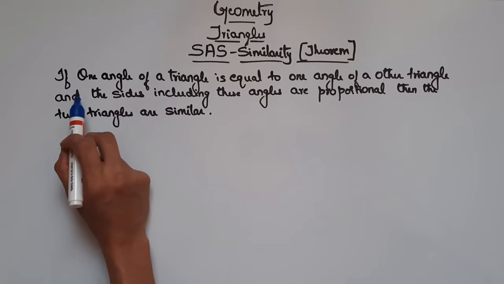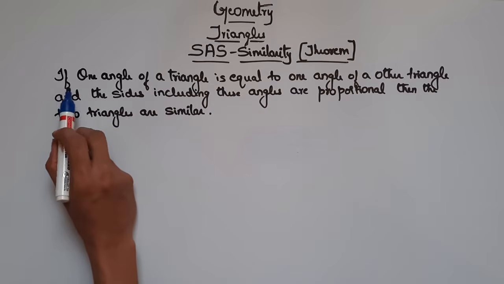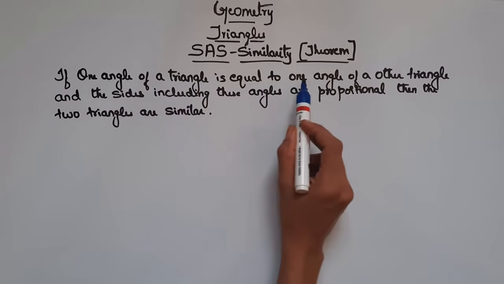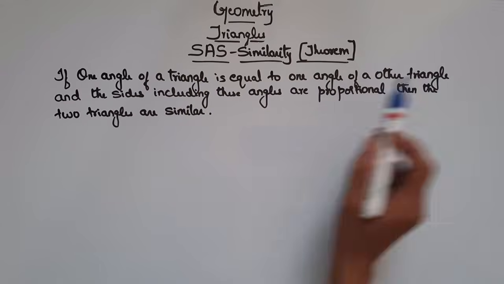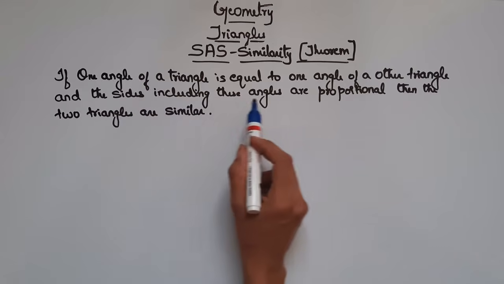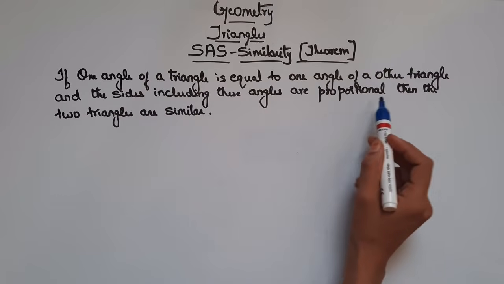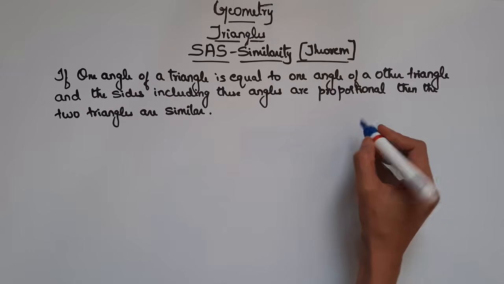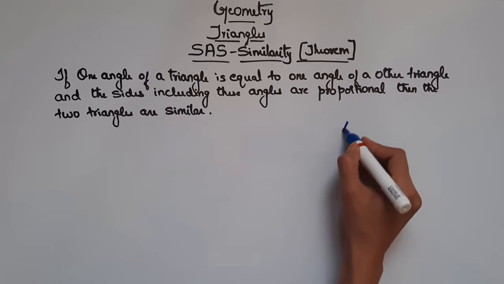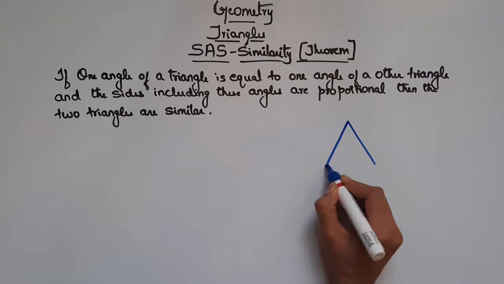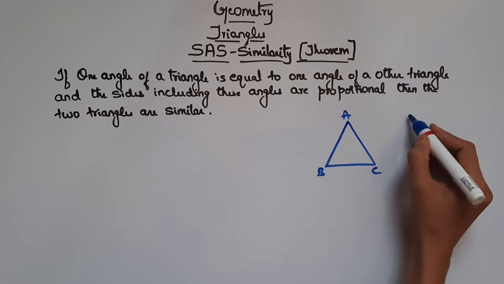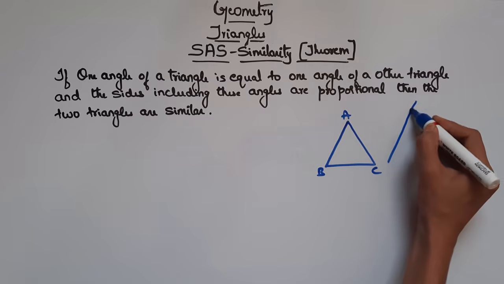Now let's see SAS similarity theorem. It states if one angle of a triangle is equal to one angle of the other triangle and the sides including these angles are proportional, then the two triangles are similar. So here it is saying we have two triangles. So let's consider two triangles ABC and DEF. Alright.